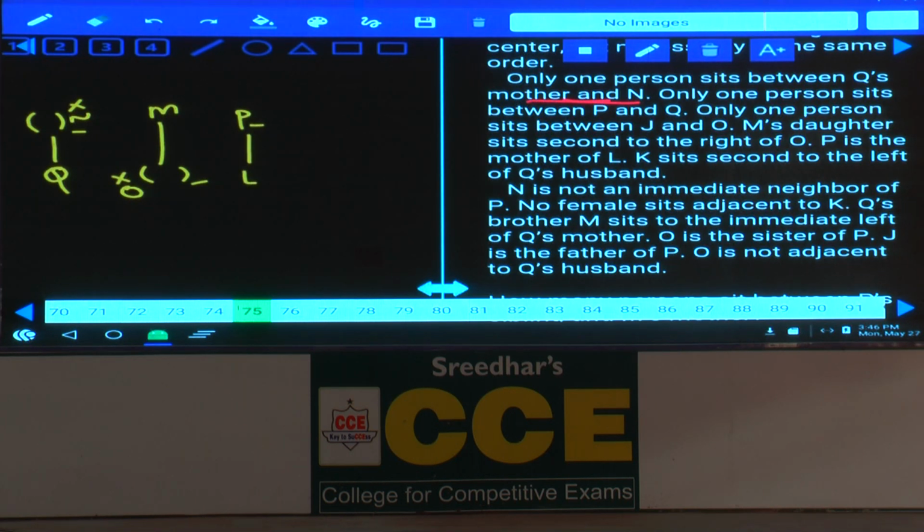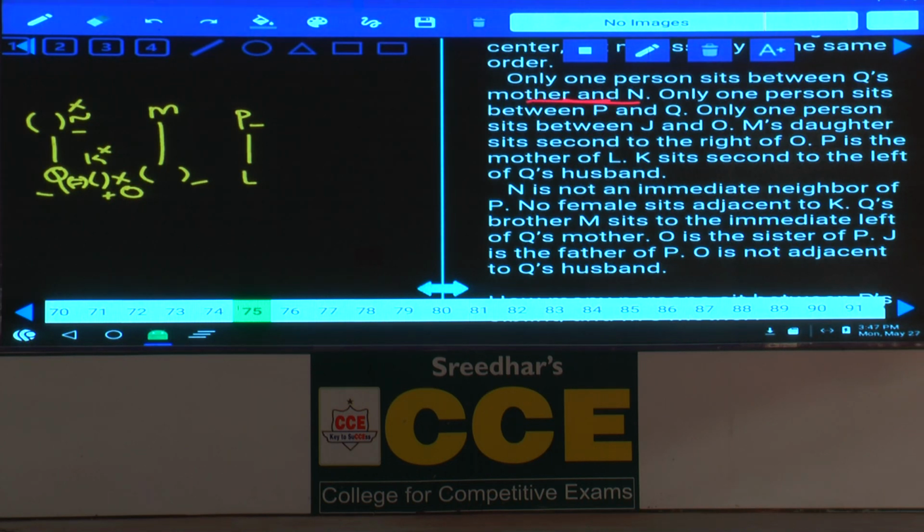K sits second to the left of Q's husband. This means Q is a female and married to her husband, isn't it? K sits second to the left of Q's husband, and so K cannot be Q's husband. Are you following this one or not? K cannot be Q's husband. N is not an immediate neighbor of P and no female sits adjacent to K.